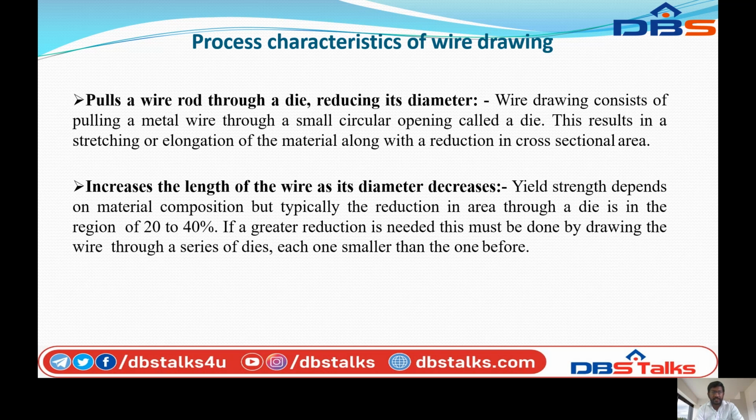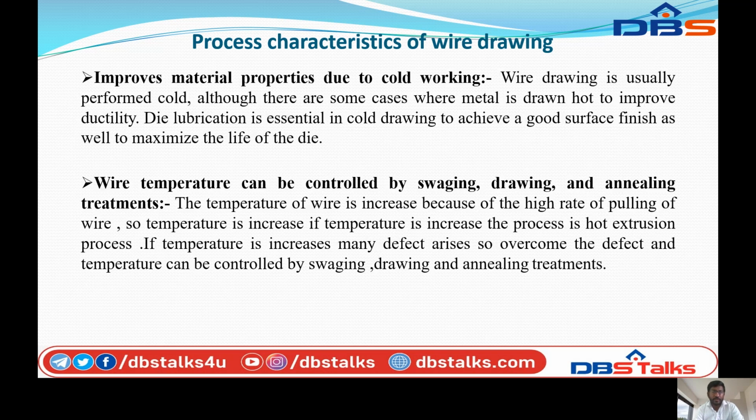So the next characteristic is improved material properties due to cold work. Wire drawing is usually performed cold, although there are some cases where metal is drawn hot to improve ductility. Die lubrication is essential in cold drawing to achieve a good surface finish as well as maximum life of the die. Wire temperature can be controlled by shaving, drawing and annealing treatment.